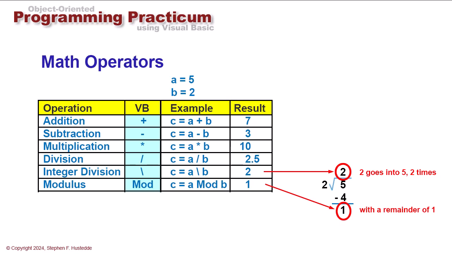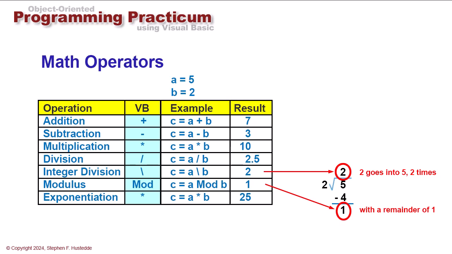Then of course there's exponentiation. I want to square something or cube something. So here we have a to the power of b, 5 to the power of 2, or 5 squared, is 25. If b was 3, it'd be 5 cubed, it'd be 125. 5 times 5 times 5. Same with square root. If I set a value of b to 1/2, that's the same as doing a square root. In a very near future video, we'll look at the math class, which has a square root method and also has a POW method where we can do the exponentiation that way as well. But these are the math operators that are built into Visual Basic.